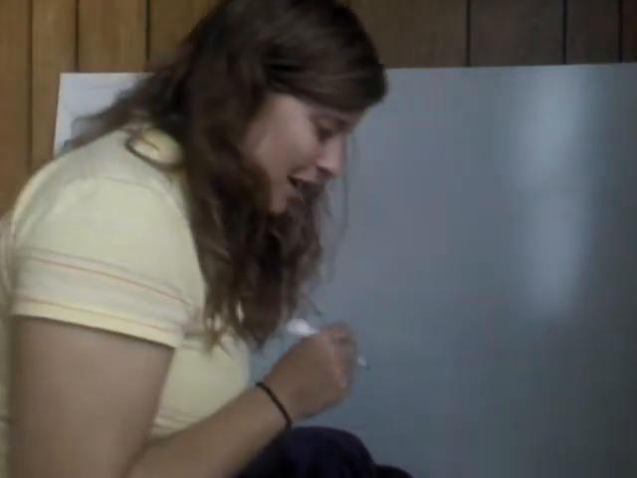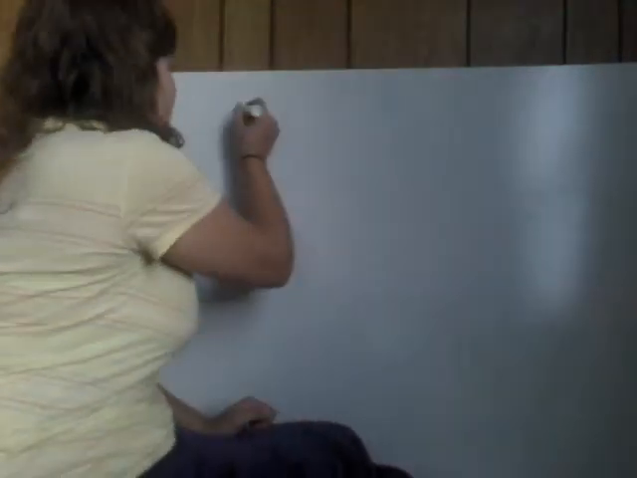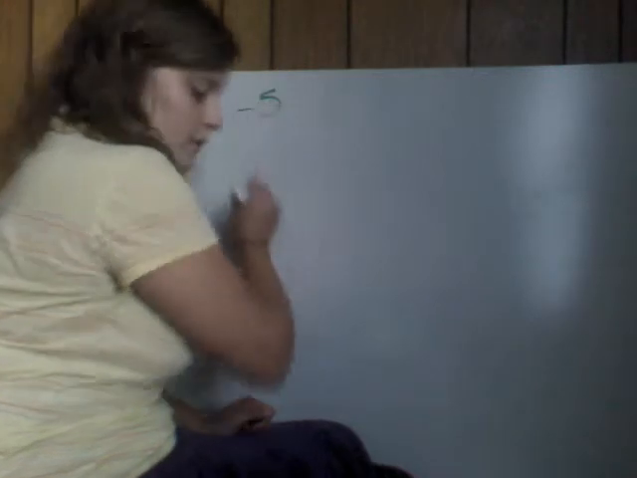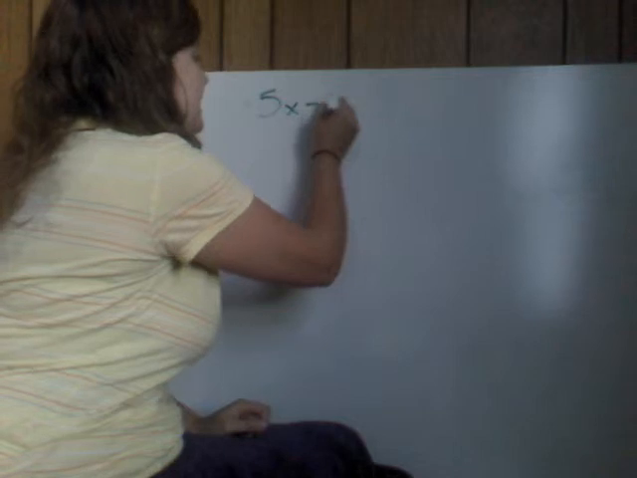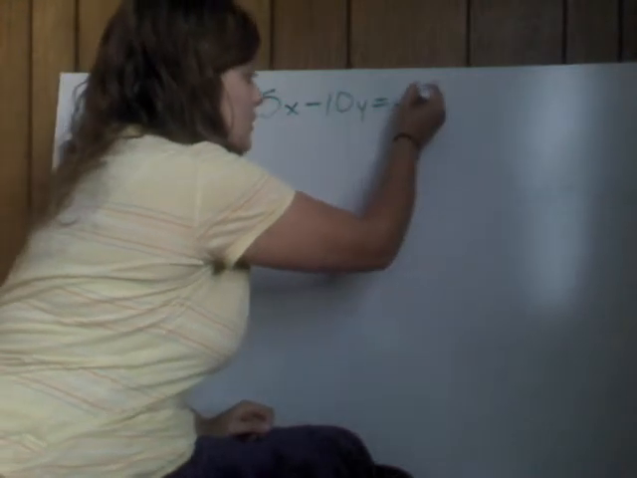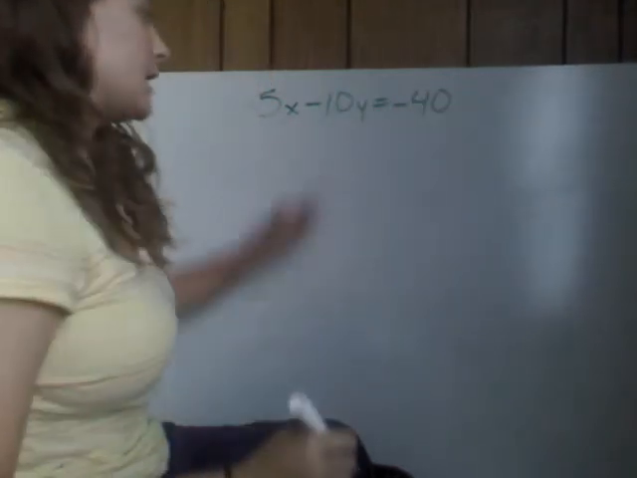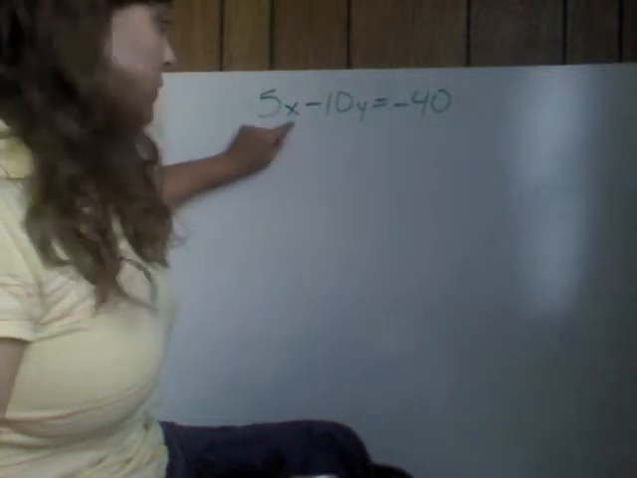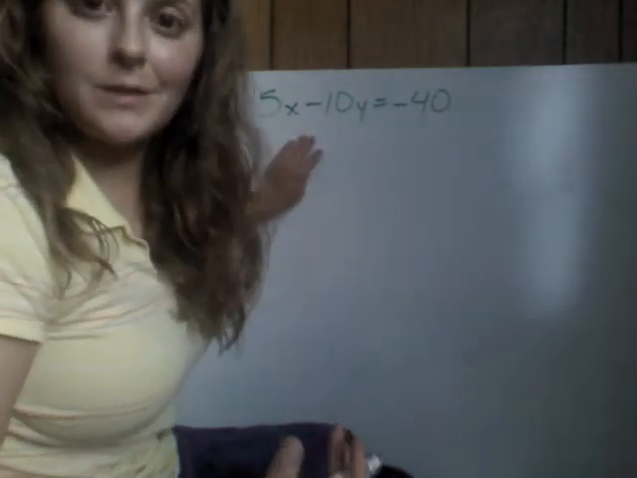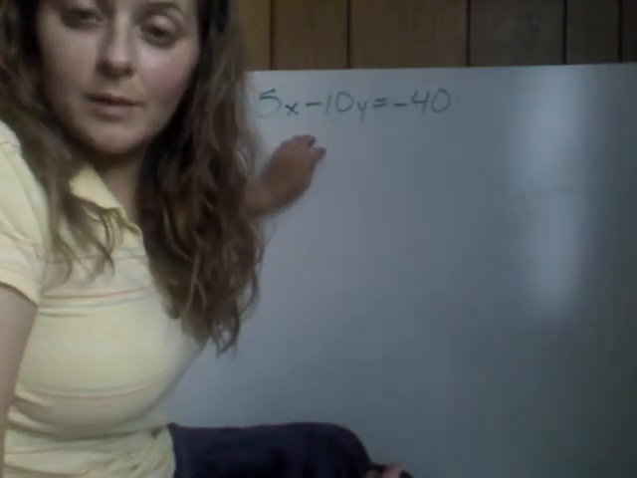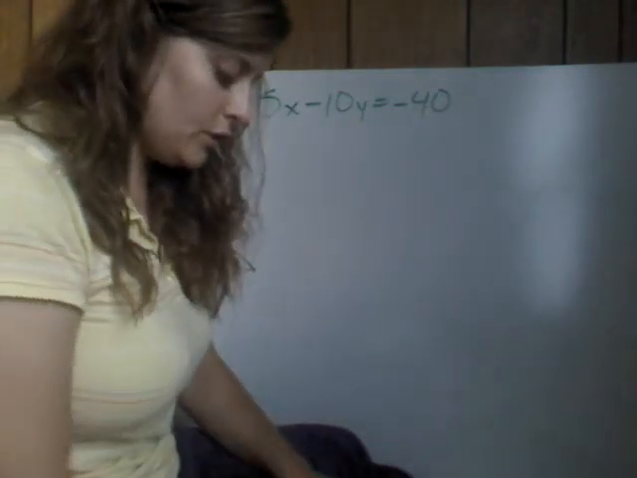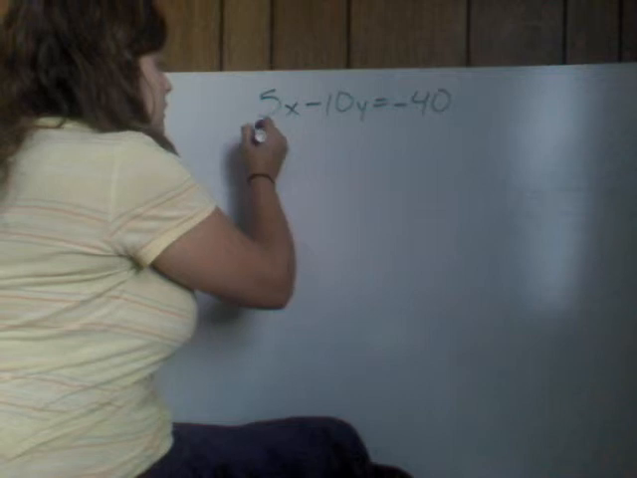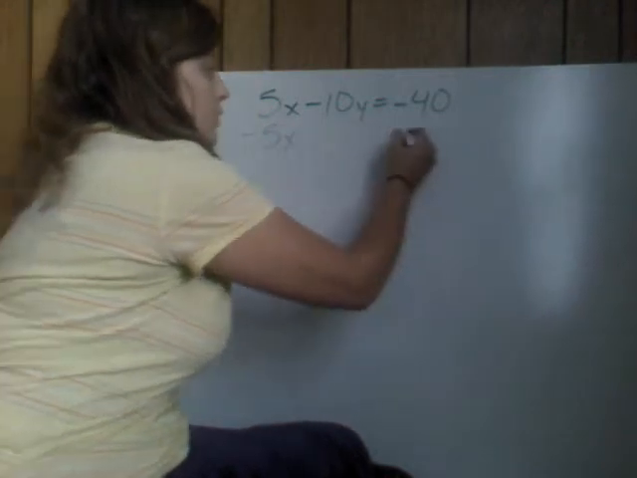Here we go. Alright, so 5x minus 10y. Did I do it right? No, I'm already writing it down. Disregard. Okay, 5x minus 10y is equal to negative 40. Alright, and again I want to go for y. Now just because I have an x in here doesn't mean anything. At this point it's just another number to me. I want to get it away from the y. So to start this out, I'm going to subtract 5x from both sides.